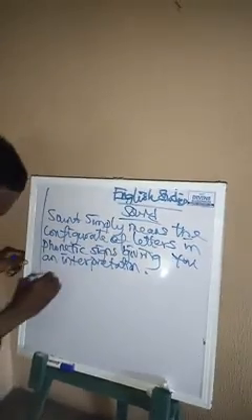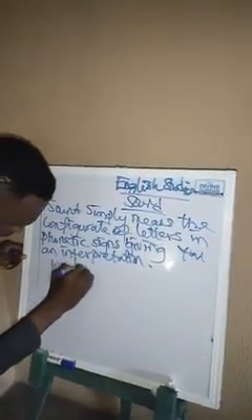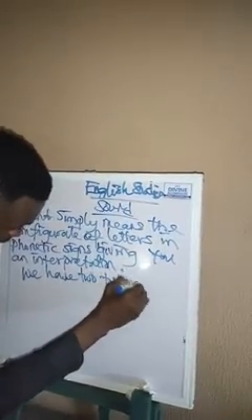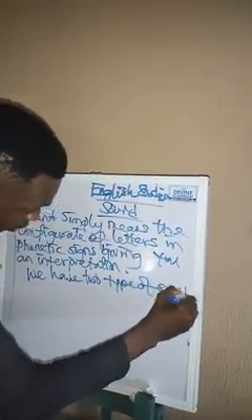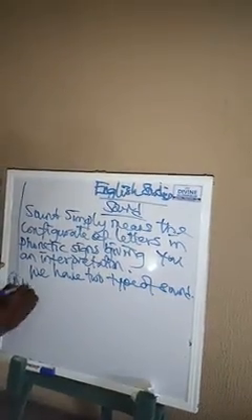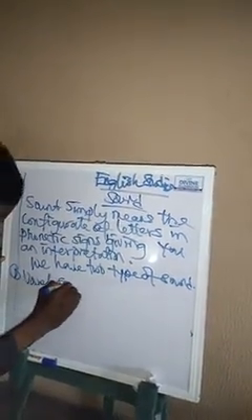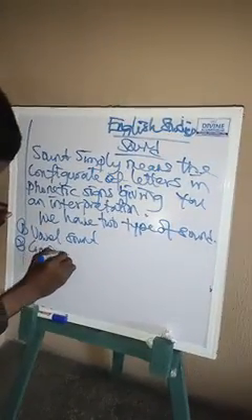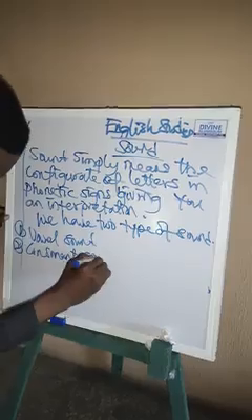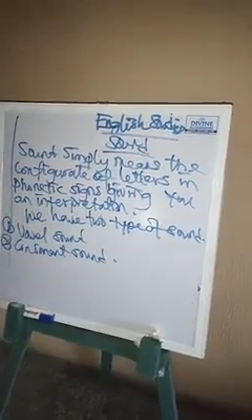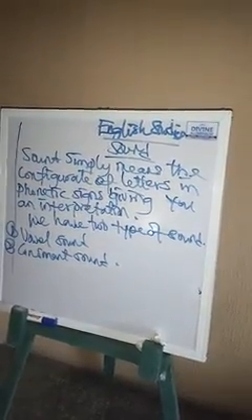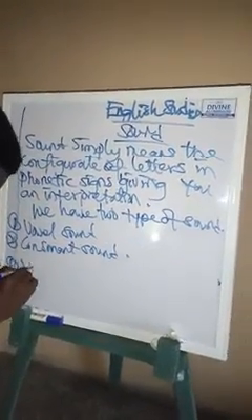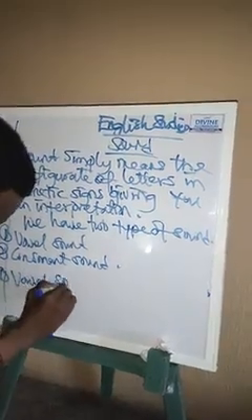Now we have two types of sound. One, we have the vowel sound, and we have the consonant. We'll start with the vowel sound today. Then when we come next time, we'll discuss the consonant sound. Now, when we talk of the vowel sound, what do we mean by vowel sound?